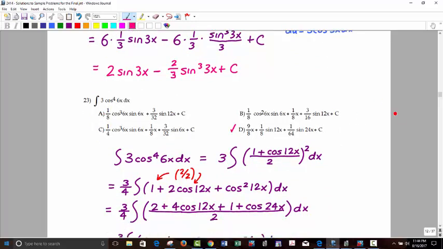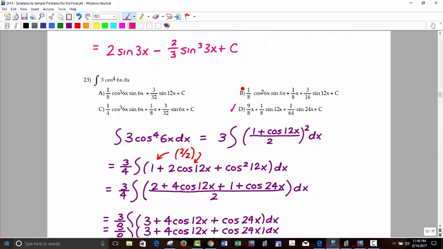3 times cosine to the 4th of 6x. Now this one, you have to split this up as cosine squared times cosine squared. Then we have to use those special identities for cosine squared, not 1 minus sine squared like we used before.